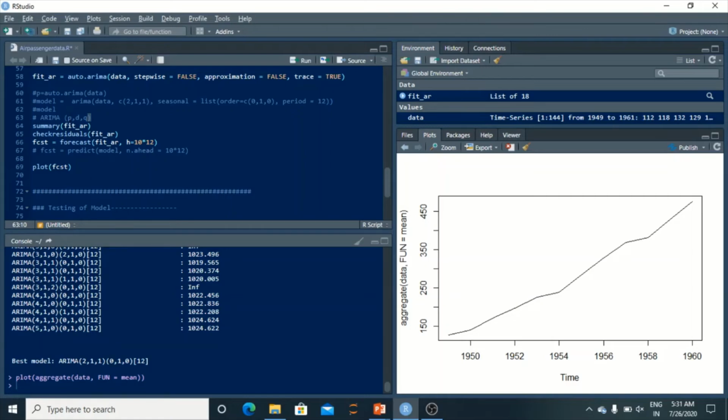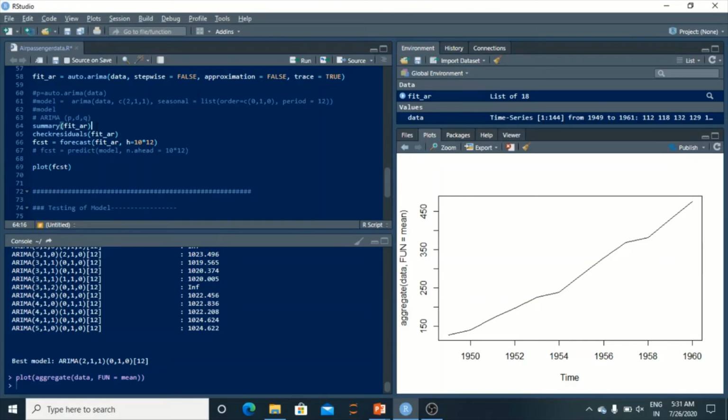And what is the second parameter? It is again PDQ, and this one stands for the seasonality parameters. As we have already observed, our data set also has seasonality. Now we have fit the model.